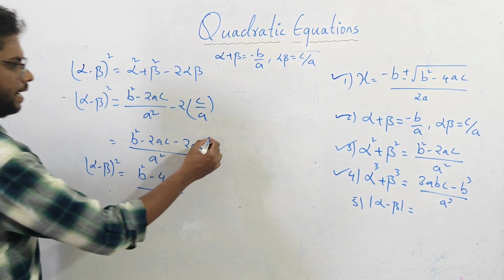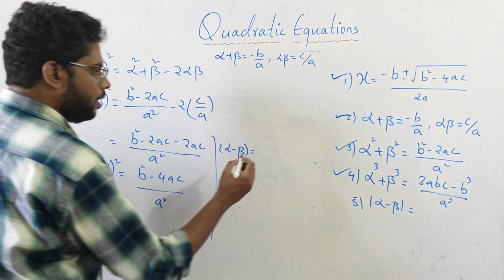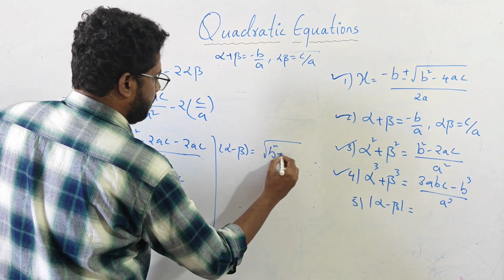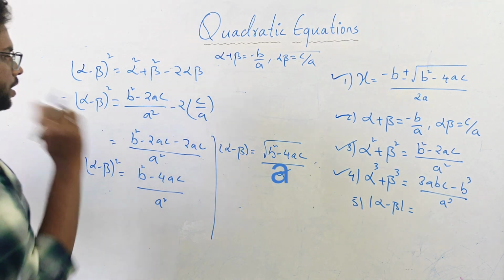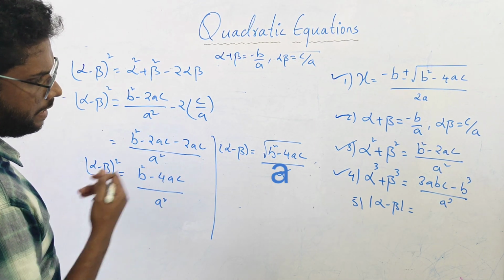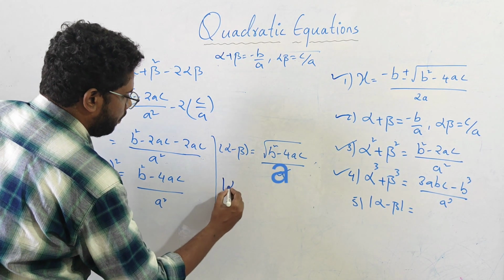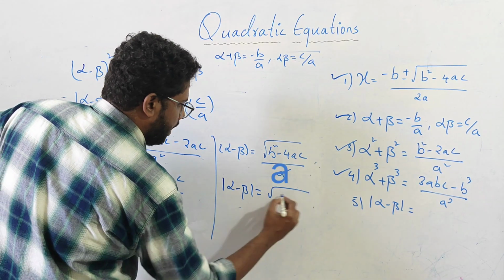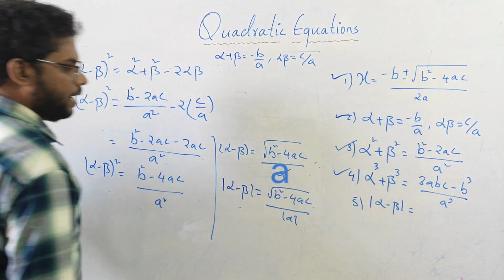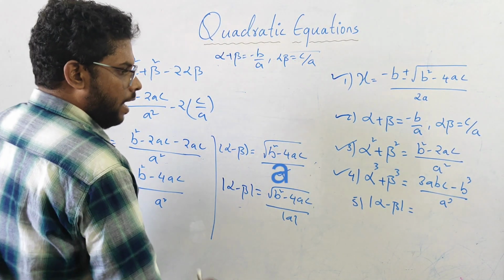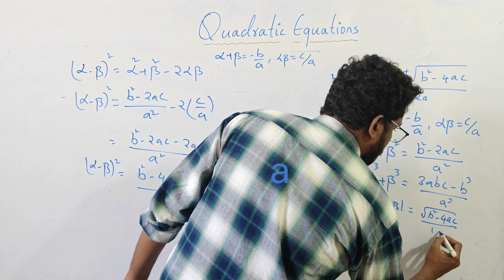If I take the square to that side, it will become a root. That is nothing but alpha minus beta equals under root b square minus 4ac by a square. Here I don't know which is the bigger value, alpha or beta, and we are taking the root on that side. So what I will do is write it like this: mod of alpha minus beta equals under root b square minus 4ac by mod a. Root of a square can be written as mod a. So this is nothing but alpha minus beta equals under root b square minus 4ac by mod a.